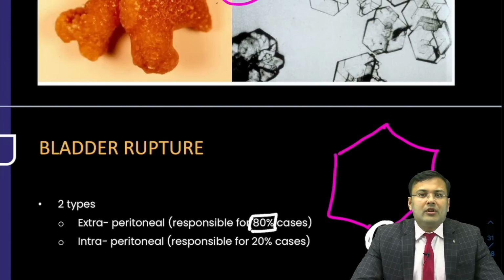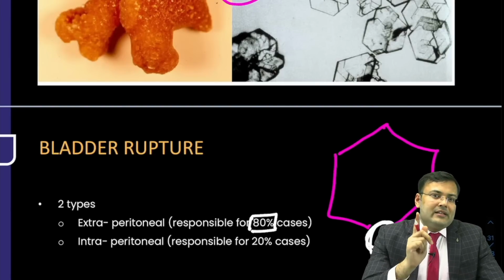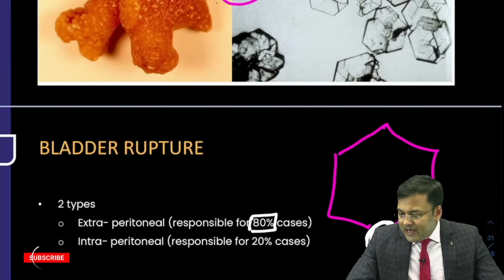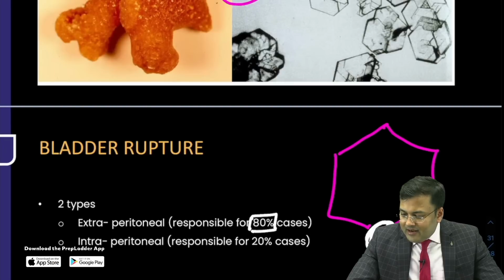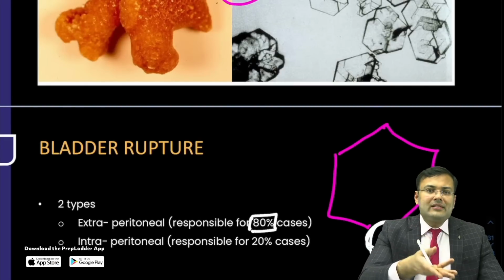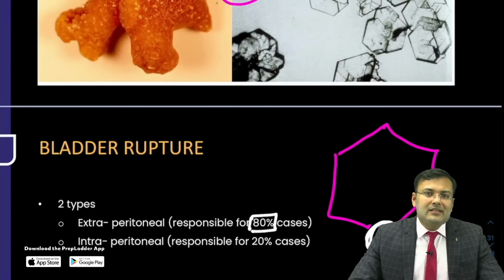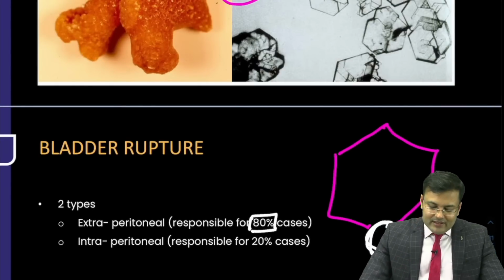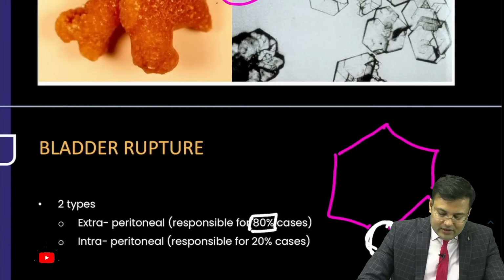Yes, tell me the most common cause. Since the bladder is located in the pelvis, which fracture is responsible? Road traffic accident, which fracture? I gave you the hint also. Bladder is located in the pelvis, which fracture? Pelvic fracture, very good. So the most common cause is road traffic accident leading to pelvic fracture.